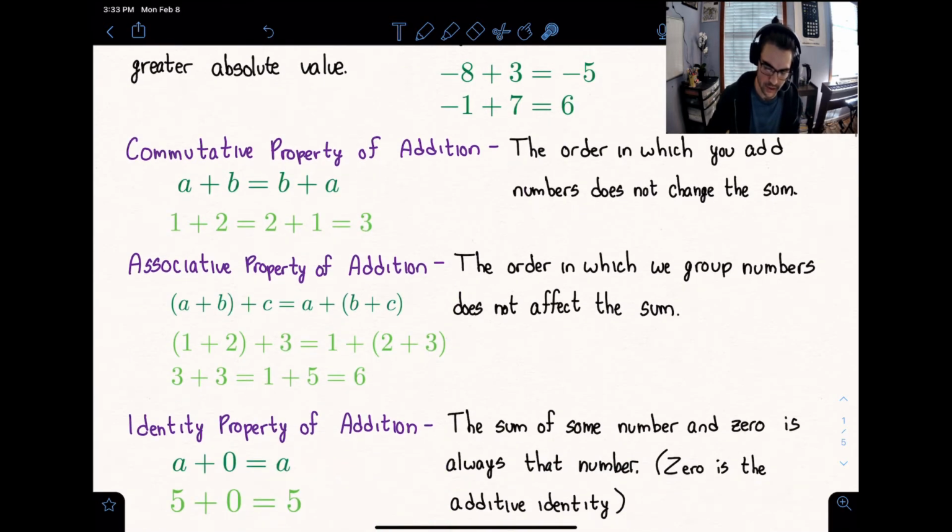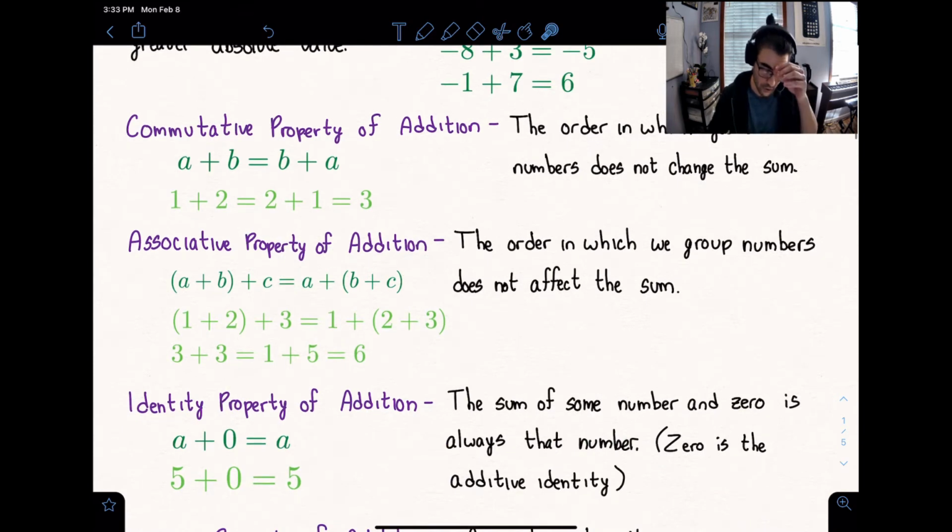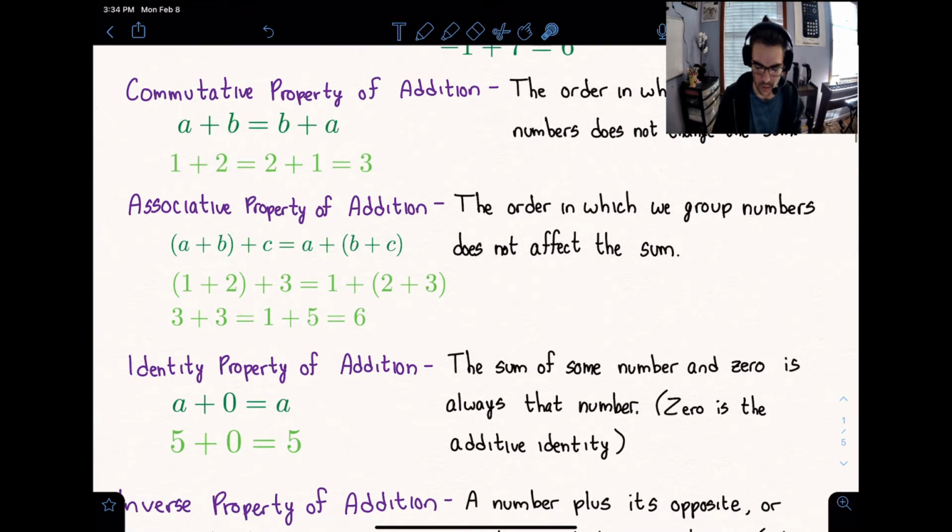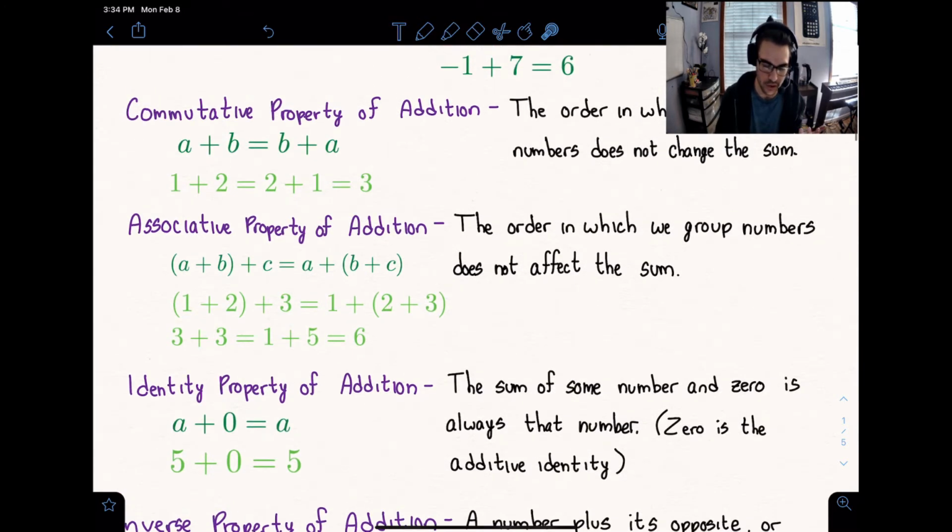Now we have some properties of addition I want to go through. All of these are very important and very easy to gloss over and forget about. But these are, like I said, very important when we talk about our order of operations and whatnot. So the first property I want to talk about is the commutative property of addition, which states that a plus b equals b plus a. The order in which we add terms does not matter.